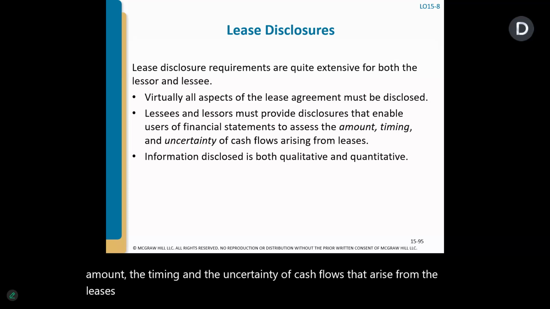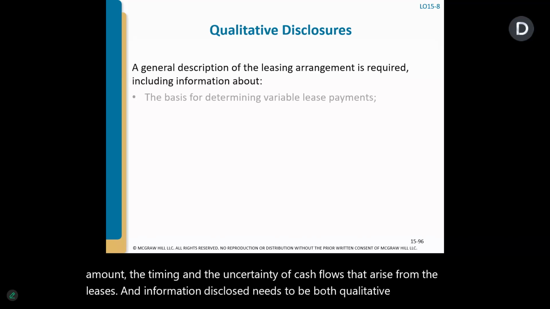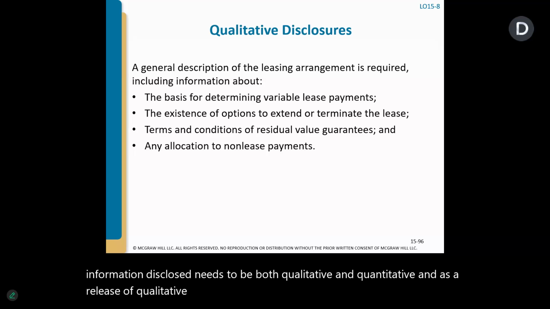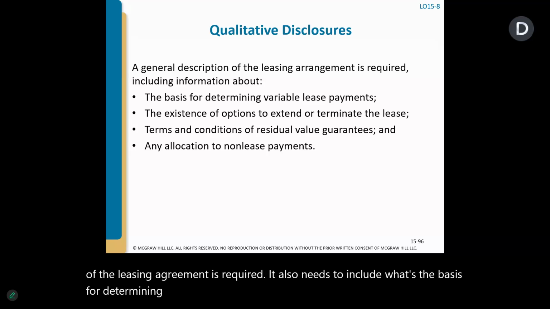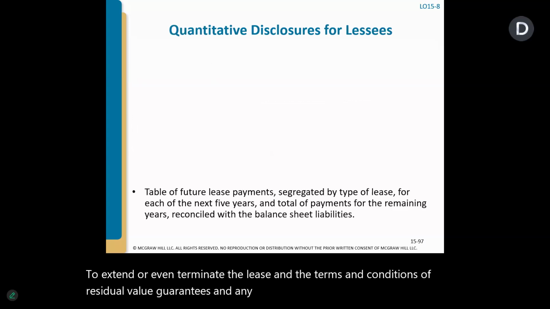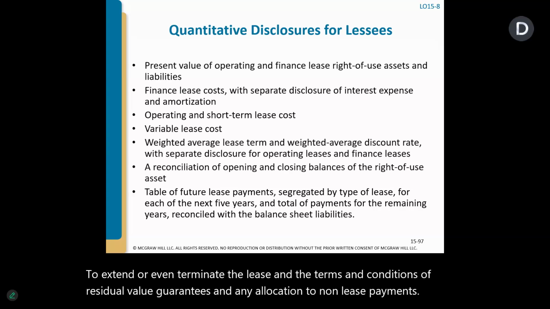And information disclosed needs to be both qualitative and quantitative. As it relates to the qualitative disclosures, a general description of the leasing agreement is required. It also needs to include the basis for determining the variable lease payments, the existence of options to extend or even terminate the lease, the terms and conditions of residual value guarantees, and any allocation to non-lease payments.